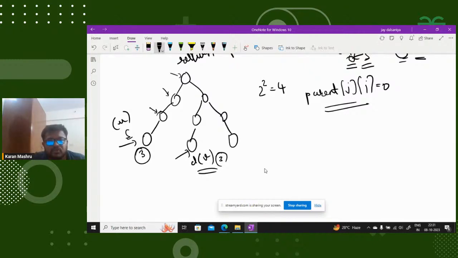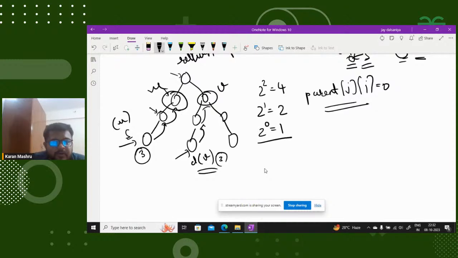So now I'll see for a smaller jump. 2 power 1 is 2. If I jump 2 steps from here, this is my parent. And if I jump 2 steps from here, this is my parent. They are not equal, so I'll make a jump. So my u will come here and my v will come here. Now the next step would be 2 power 0, that is a one size jump. The one size jump gives the same parent. It is the same, so I will not do it.